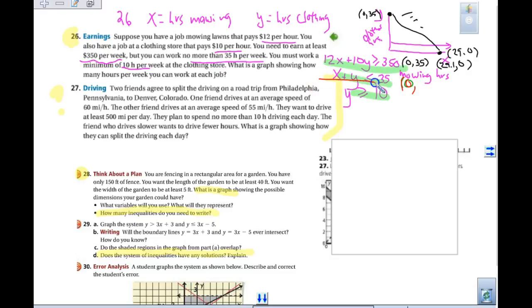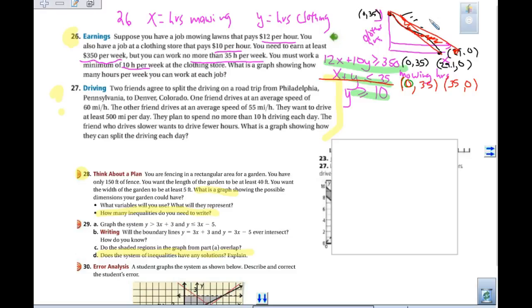X is 0 in this equation. What is y? 35. And if y is 0, what is x? 35. So this one has the same start point, but then it goes over further this way, right? So that's why we were working on this one this morning. This is the shaded region in between here. So it kind of looks, this one is what we are looking at. They both start at 35.